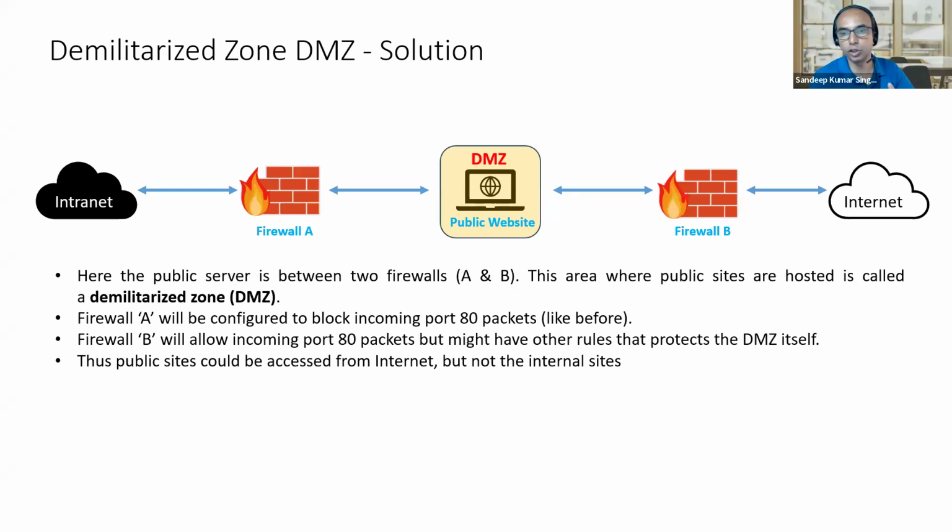So to ensure that my public website is accessible to the public and my private websites, which are meant for my employees, are kept protected, we use two firewalls. And this zone is called the demilitarized zone, or DMZ. You might have heard the word DMZ. This is the reason why we call it the DMZ zone. So this is protected, but this is still accessible to the internet.